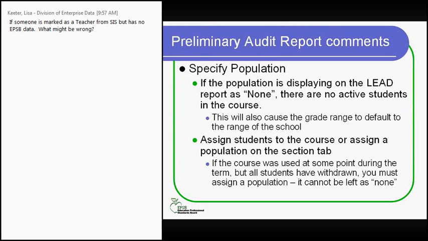And this throws people a little bit when it's a course that was in use but no longer is. If the course was active at any point during the term and had students on it, you can't delete it because there's grades and attendance attached to that. So what you will need to do is put a population on the section tab telling me who was in the course when it was active. You can't leave it as none and just try to explain it and say, no students, everybody's withdrawn. I need to know who was in it when it was active so we can make sure that the teachers were teaching the appropriate group of students at that time.